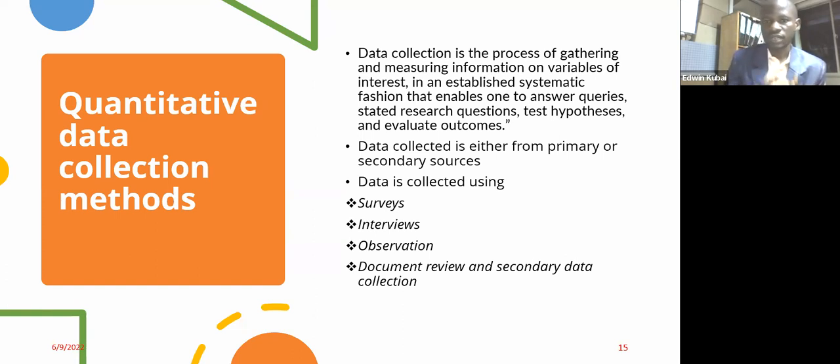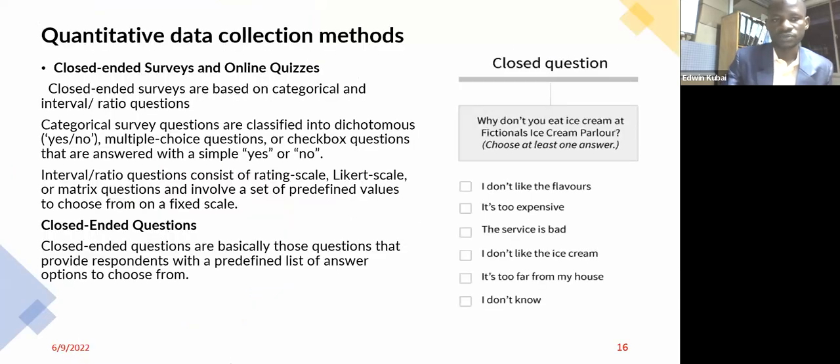So data collection is the process of gathering or measuring information on variables of interest in an established systematic fashion that enables one to answer queries or stated research questions, test hypotheses, or evaluate the outcome. So data can be collected from primary or secondary sources. You can either get it from primary, which means the raw data, or you can get it from established books, that is the secondary data. So it is collected using surveys. You can come up with surveys, interviews, observation, document reviews, or secondary data collection methods that are very significant in terms of data collection.